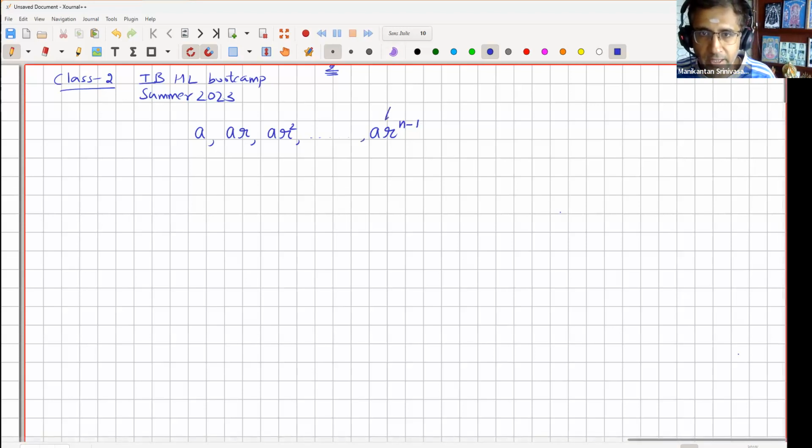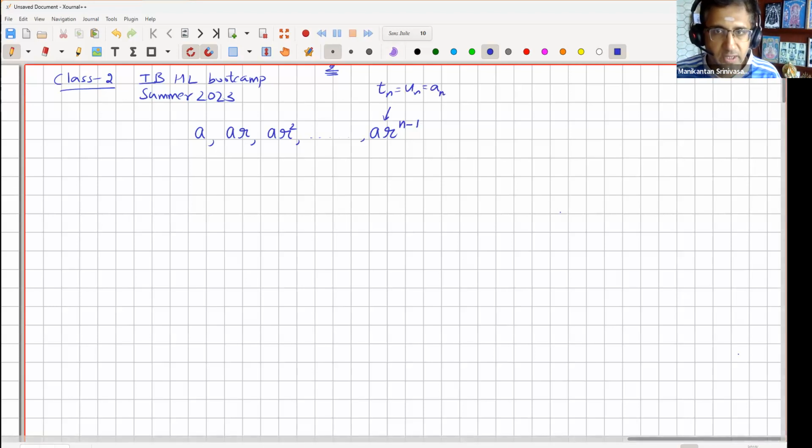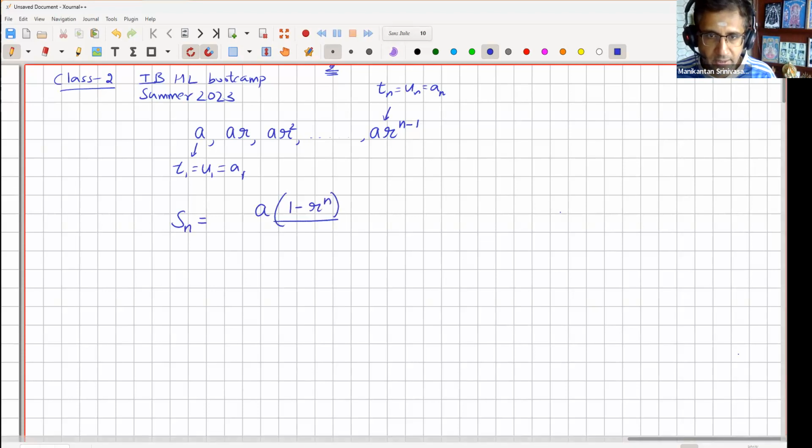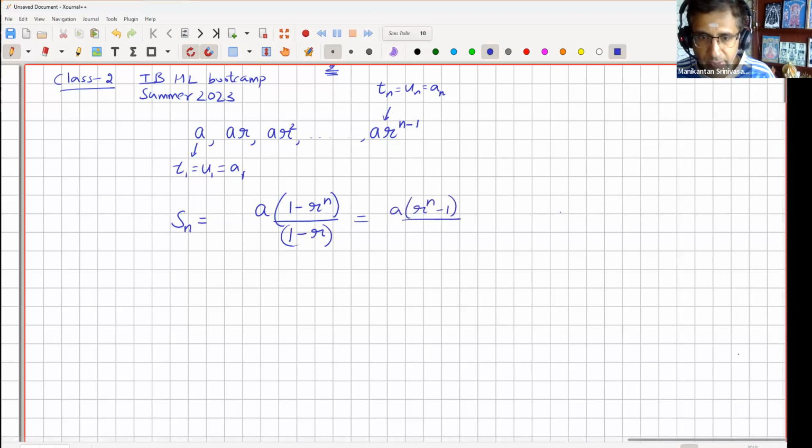This last term is typically denoted by tn or un or even an, sometimes with a suffix n. Be careful, the suffix should not be confused with multiplication. Similarly, the first term, sometimes people call it t1 or u1 or even a1. They're all synonymous. And then we saw that the sum of n terms we derived is a into 1 minus r power n upon 1 minus r. You could also write it as a times r power n minus 1 upon r minus 1.